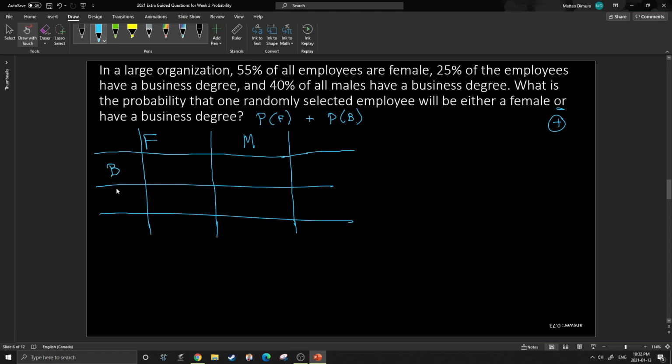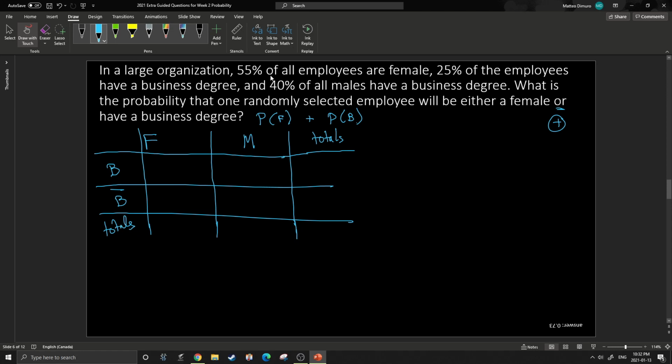So here we'll have business, and then here we'll have not business, as in no business degree, and then we'll have our totals over here, and some totals down here. Now let's see if we can make sense of this.